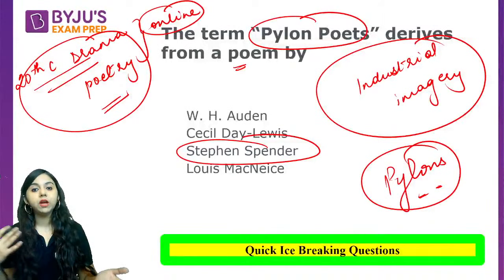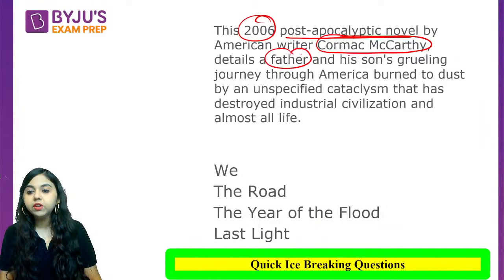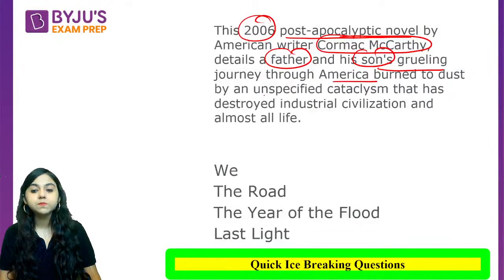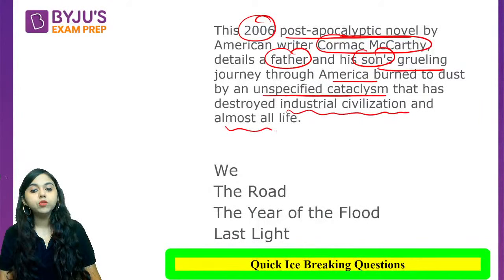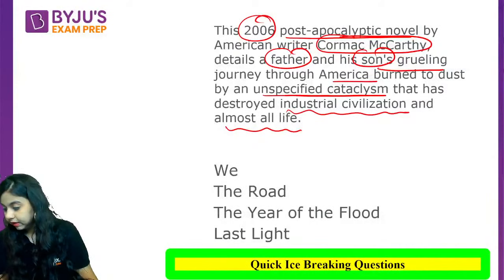The 2006 post-apocalyptic novel by the American writer Cormac McCarthy details a father and his son's grueling journey through America burned to dust by an unspecified cataclysm that has destroyed industrial civilization and almost all life. Which is this post-apocalyptic novel that we are discussing? What is the correct answer here?